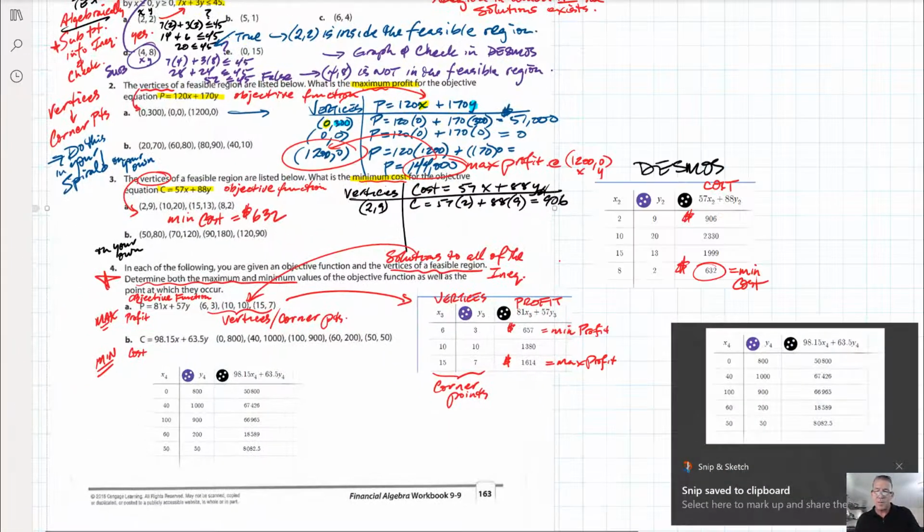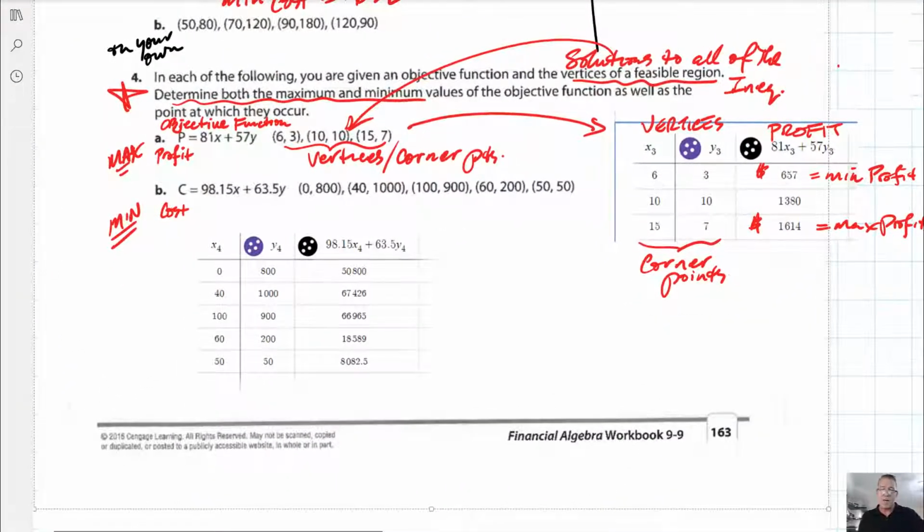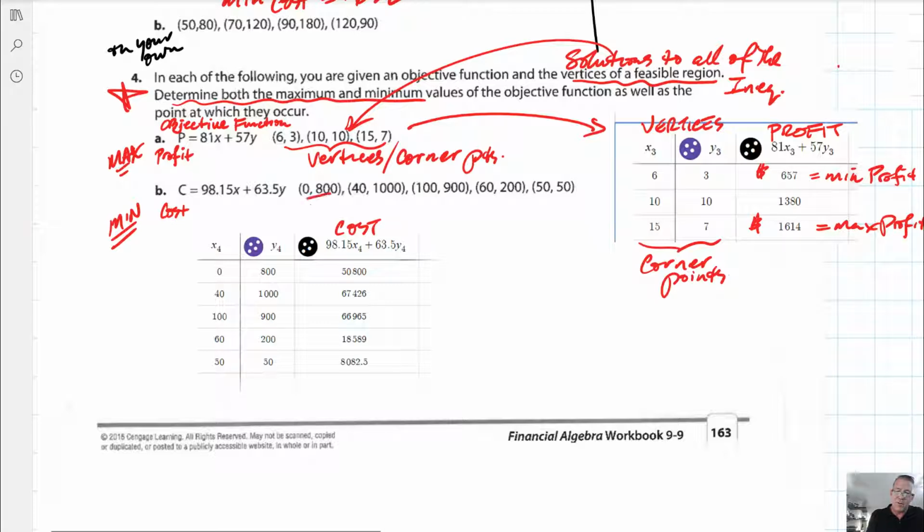Okay, so here we go. Let's see what we got here. This is my cost. These are my vertices here, my verts. And we want to find the minimum and the maximum. If you compare all of these right here, our minimum is $8,082.50. So this is my minimum value. Of course, it's the minimum cost, because that's smaller than all these other ones.